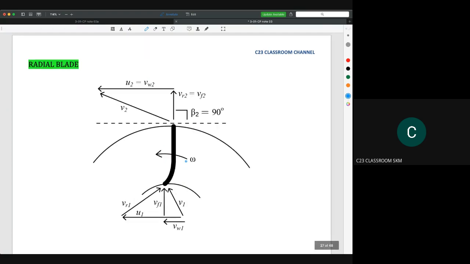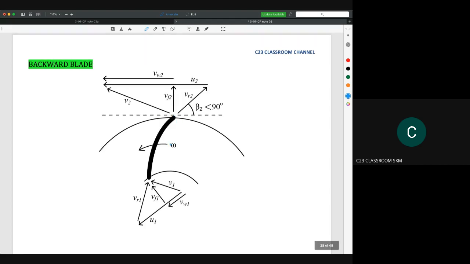Then if we see the radial blade, it is quite simple, because at the outlet here it goes straight like a radius, in the radial direction. So it is quite simple for you to determine the radial blade.